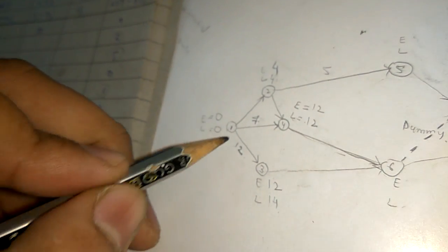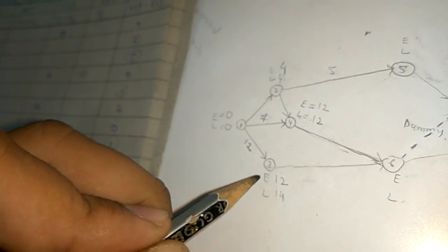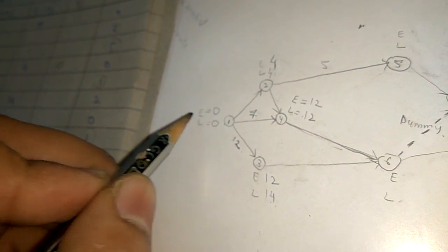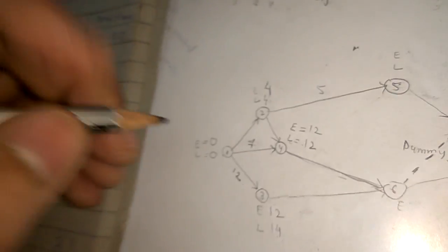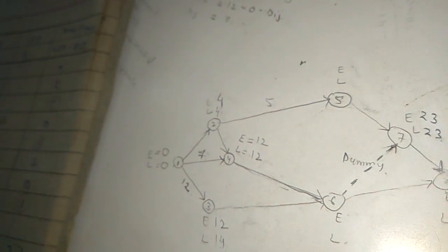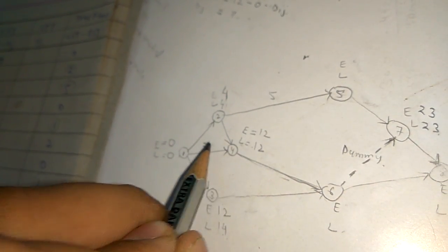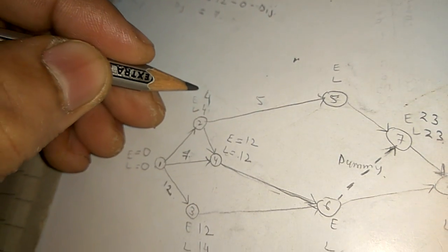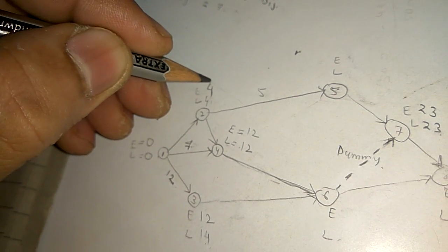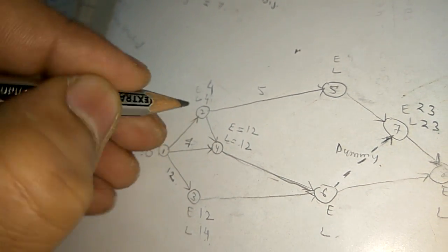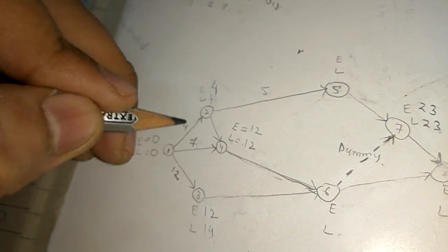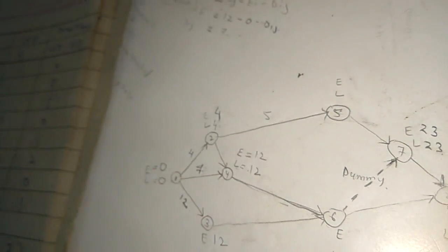If the duration between 1 to 3 is 12, that means 12 minus 12 is 0. That's okay. 14 minus 12 is 2. This is not okay. Another option is between 1 to 4: 12 minus 7 is 5. This is also not an optimal solution. Next one is between 1 to 2: the duration will be 4. So 4 minus 4 is 0. So this is the optimal solution.